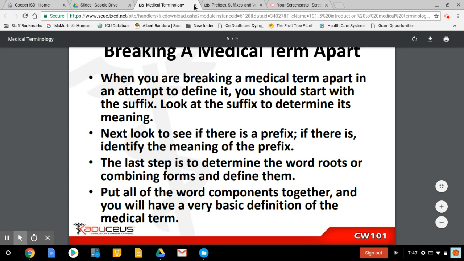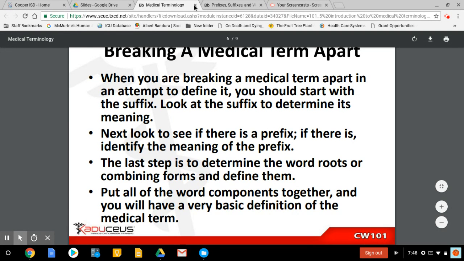Hyponatremia. Hypo means low. Emia, once again, is the suffix that means pertaining to the blood. Na is the symbol for sodium. So hyponatremia means low sodium in the blood. That's the way we take those words apart to determine what they mean.